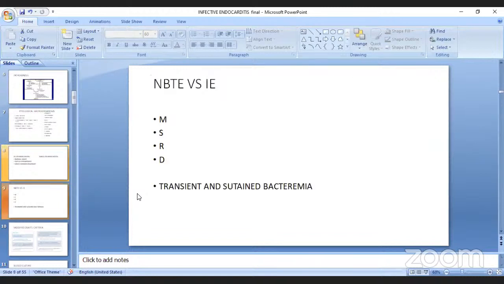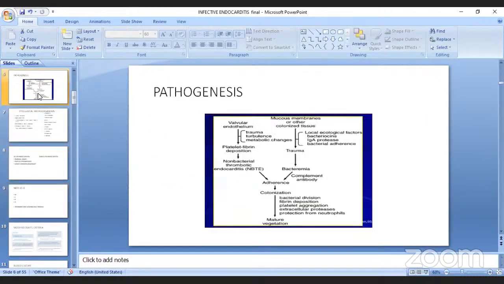Then we come to NBTE. I've already discussed it with you, but as far as your MCQs and exam per se are concerned, NBTE means non-bacterial thrombotic endocarditis, and it basically denotes that there is a transient bacteremia happening in the body.